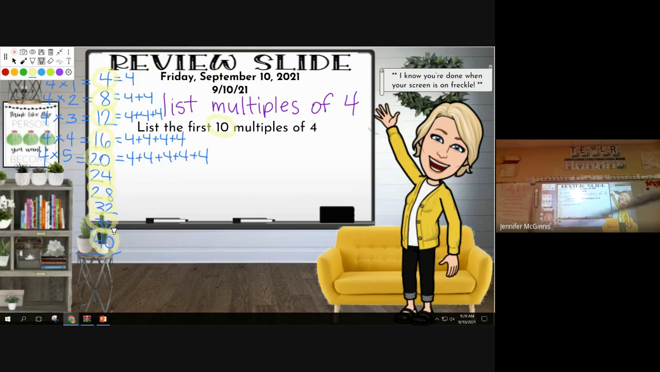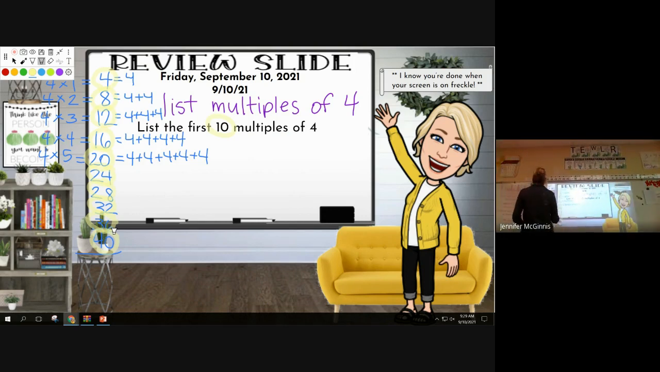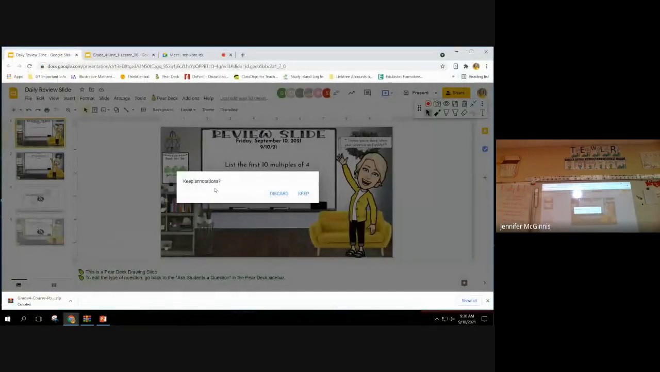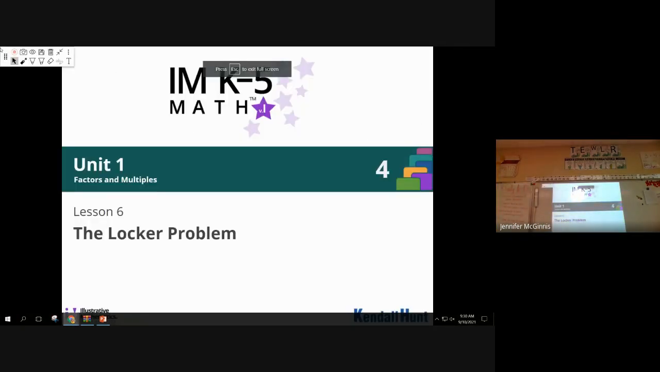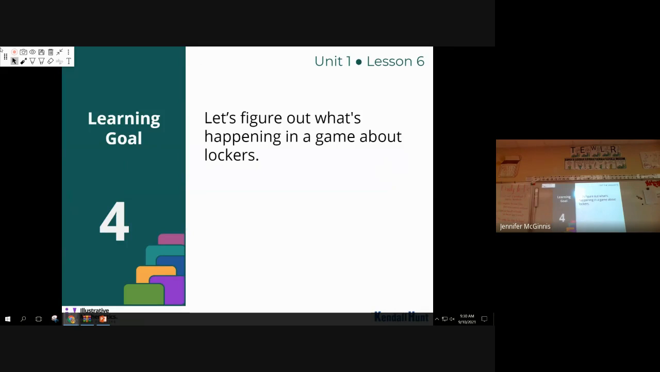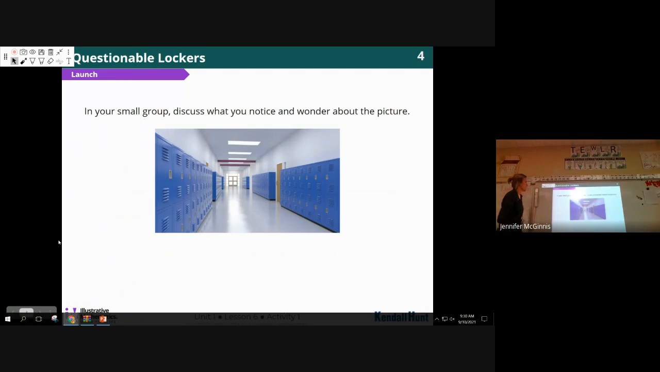Okay. Now, are we better at understanding how to list multiples? Do we feel better about that? Yes. Yeah? Good. I do too. Okay. Yesterday, we started talking about lockers. We were trying to figure out what was happening in a game about lockers, and we are going to continue that conversation.